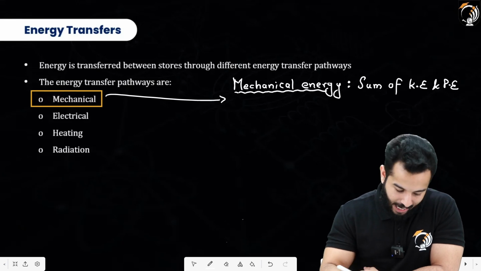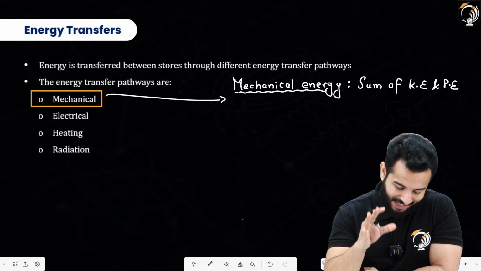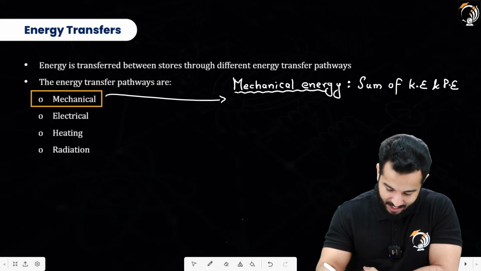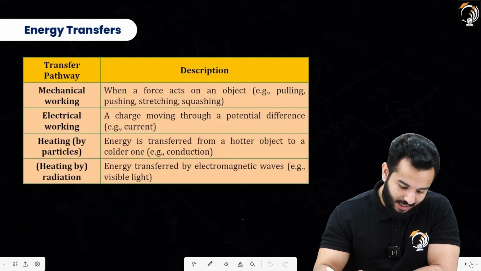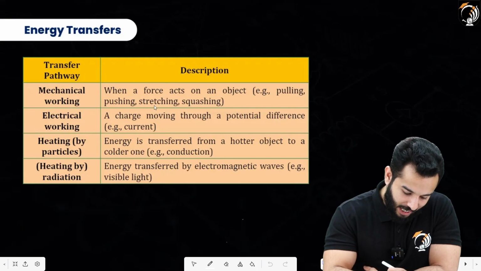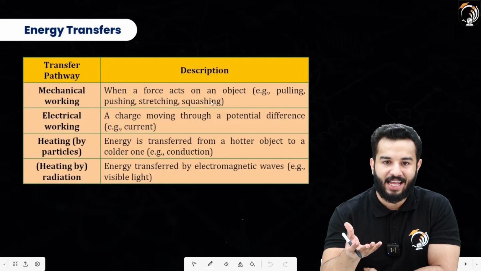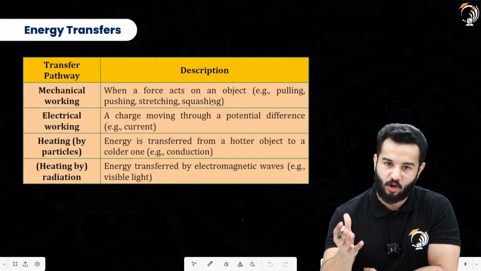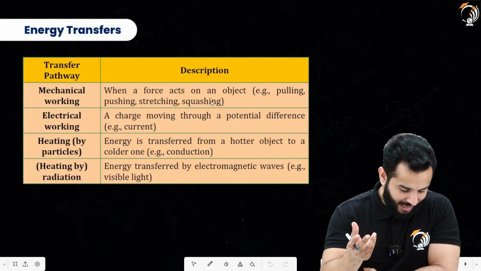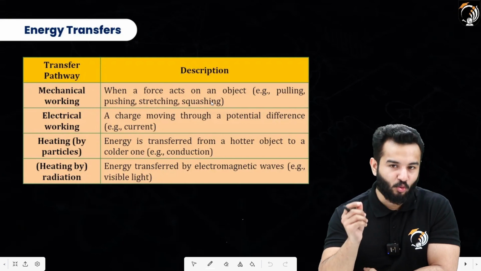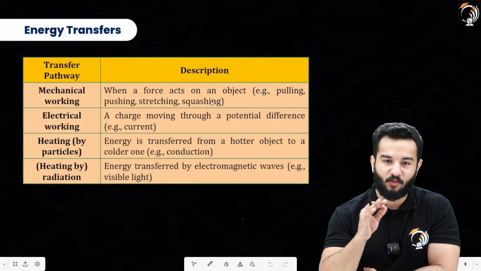Of course you know what electrical energy is. We are going to discuss heating and radiation. So the first one is mechanical: when a force acts on an object, like pulling, pushing, stretching, squashing, and there is a change in the potential store or kinetic store. Electrical working is when a charge is moving through a potential difference. That means there is a current flowing in the circuit.